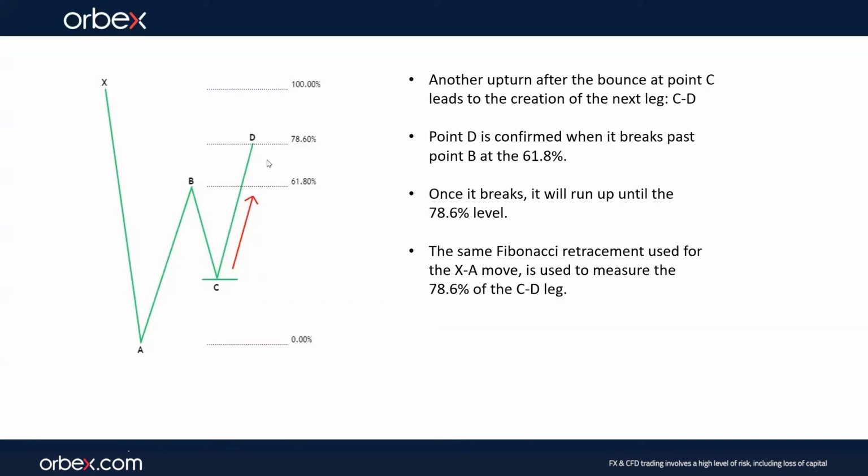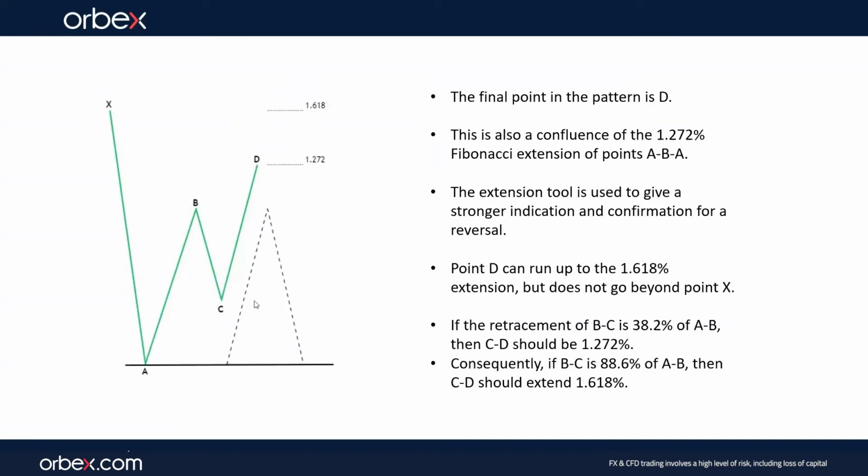So that's what we are creating at the moment. And the final point in the pattern is D. So we confirm this D leg. So this is also confluent. So it's also the same line, approximately the same cluster area of the 1.272 Fibonacci extension points of ABA.